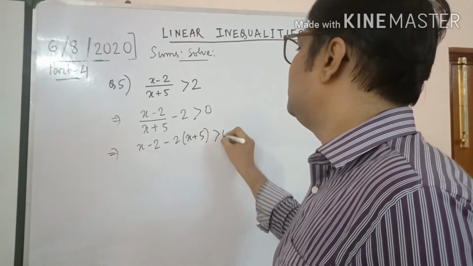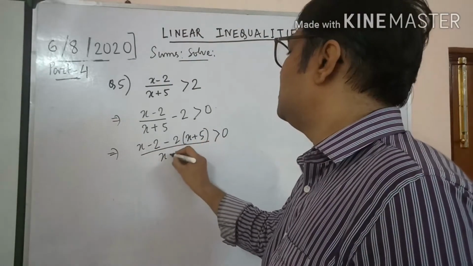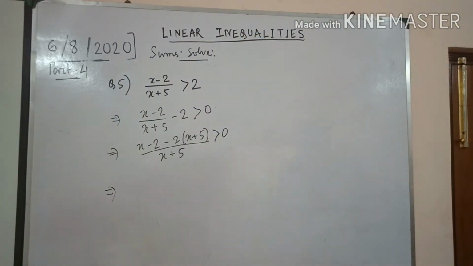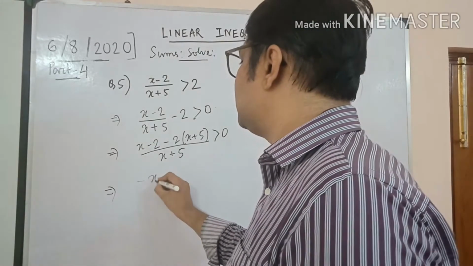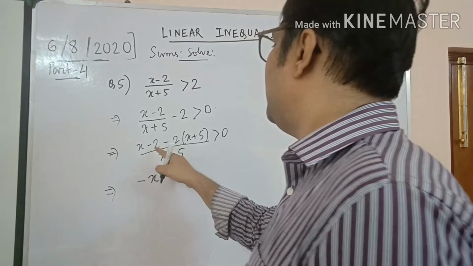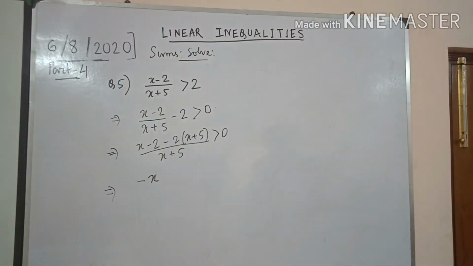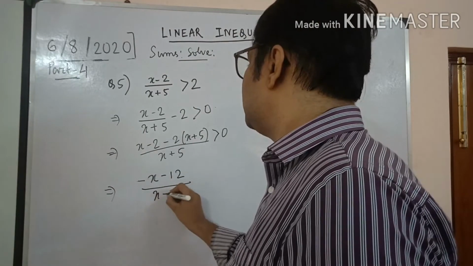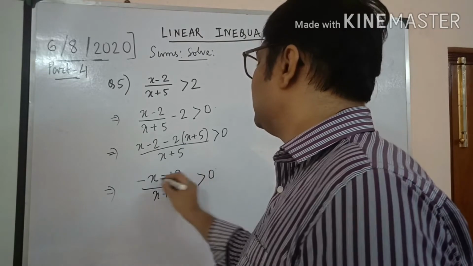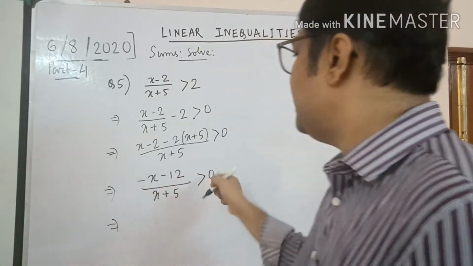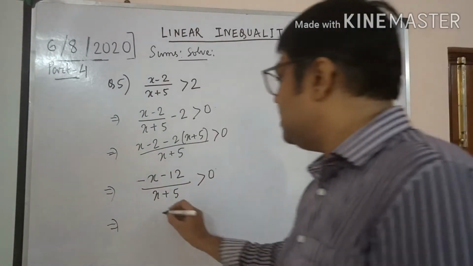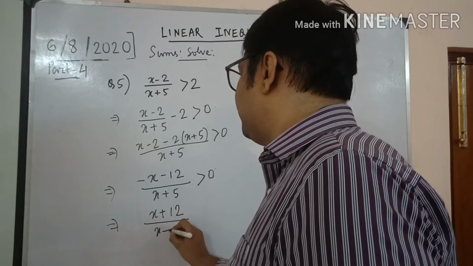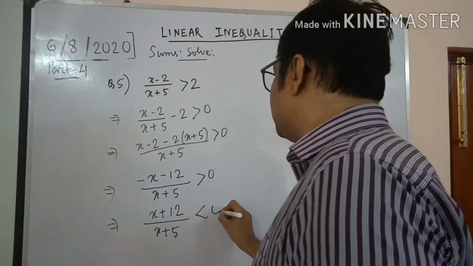So when you do this, you get x minus 2x, that is minus x, and minus 2 and minus 10, so minus 12. So we get this thing. So I can take a common minus and reverse the sign. So next step I will write, hope you understand this, (x + 5), the minus sign will reverse this sign. Okay.